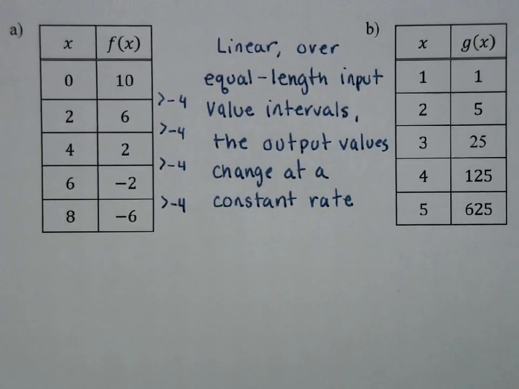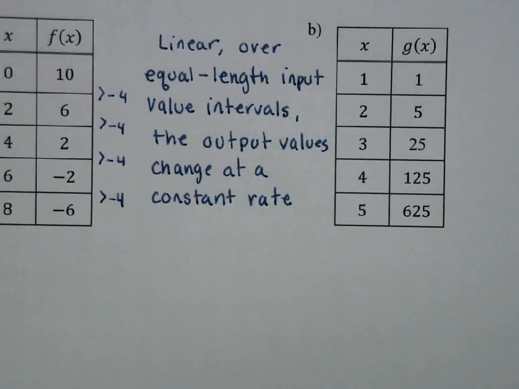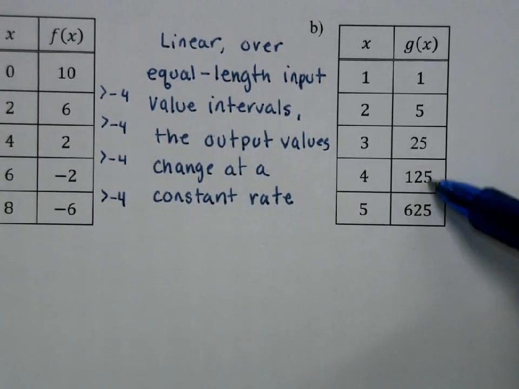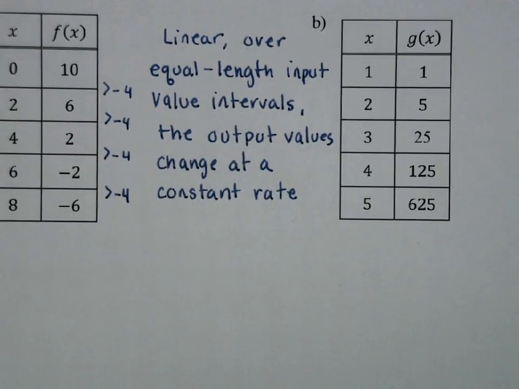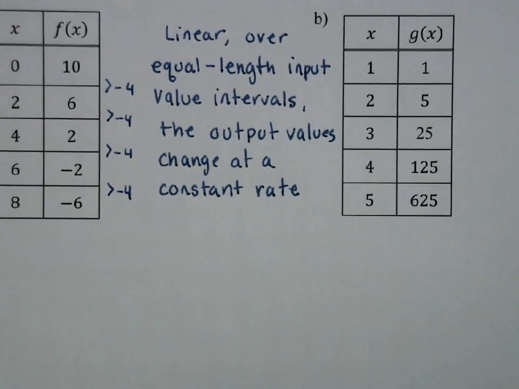My last one here, we're multiplying by 5 each time, so that one is going to be exponential. For the same over equal length input value intervals, the output values change proportionally.